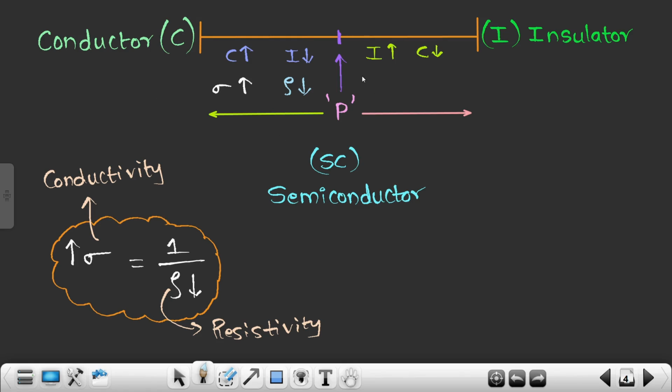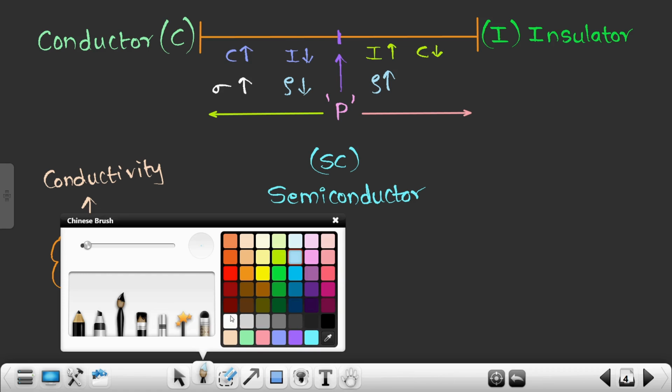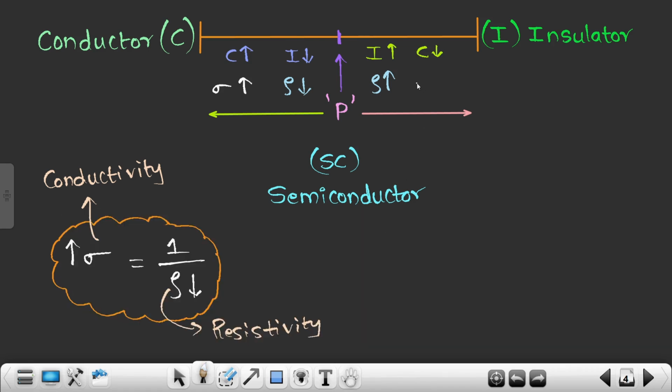On the contrary, suppose I want to operate this semiconductor as an insulator. In this scenario I need to increase its resistivity, and if my resistivity is increasing, automatically my conductivity is decreasing. That's great. I hope you are able to understand this concept.